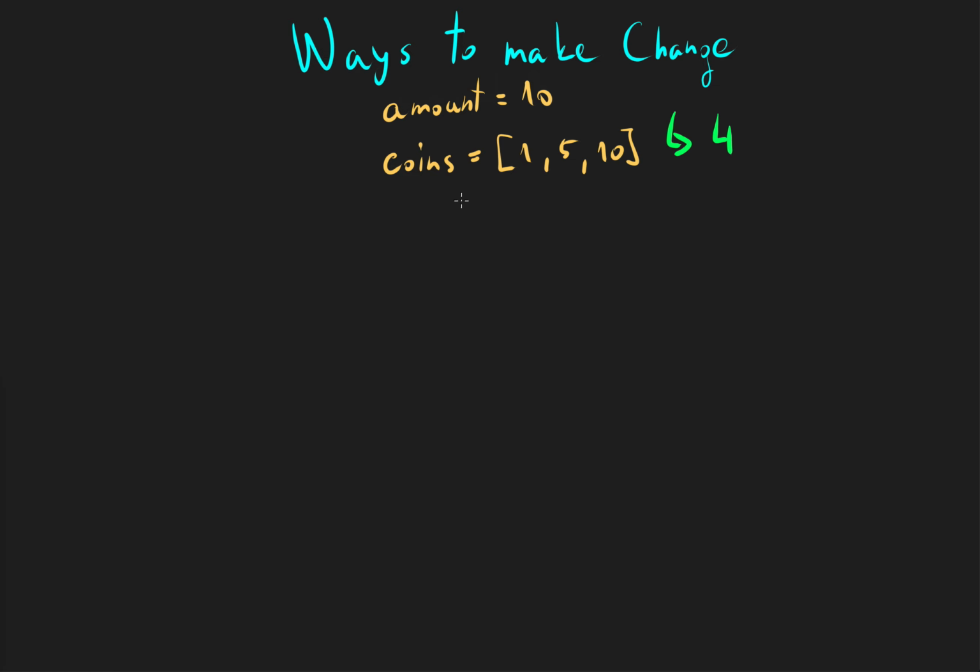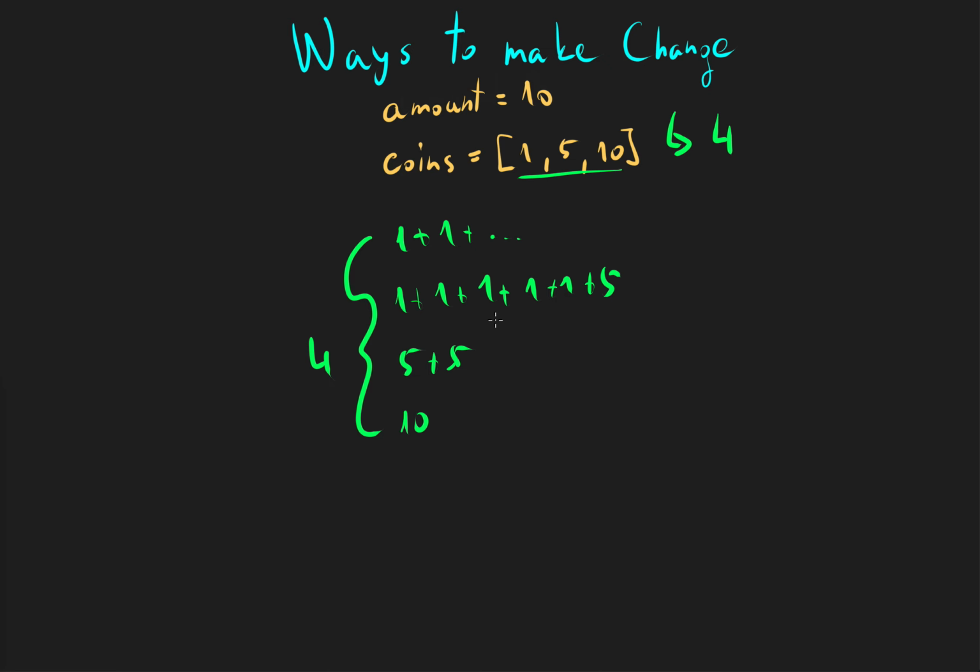Why 4? Because we can construct 10 from only ones, right? 1 plus 1, etc. And then 1 plus 1 plus 1 plus 1. And 5 is also 10. Another way of constructing this change is 5 plus 1 and 10. So basically, this amounts to 4 ways of making change from the current coin denominations. Cool. So how would we solve this?